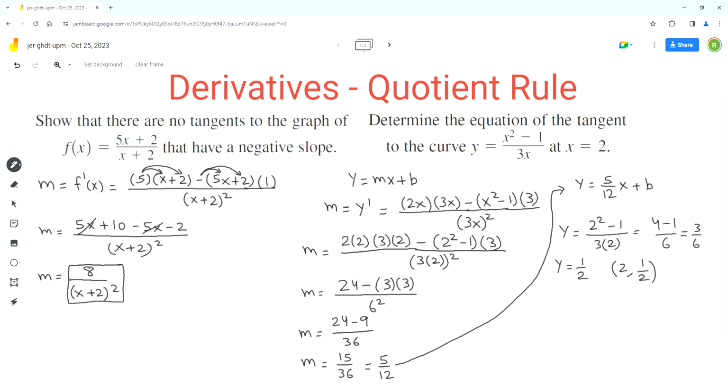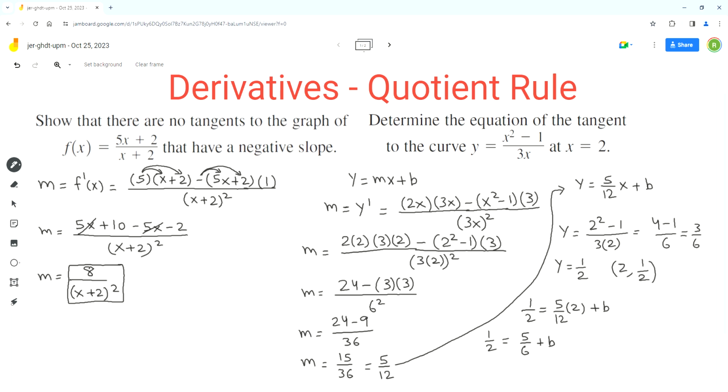Now we can sub in this point in the equation of the tangent line to find the value of b. So x is 2 and y is 1 over 2. So the equation of the tangent line becomes 1 over 2 equals 5 over 12 times 2 plus b. Now we can simplify the step. So we get 1 over 2 equals 10 over 12, which can be reduced to 5 over 6, plus b. So we get 1 over 2 equals 5 over 6 plus b.